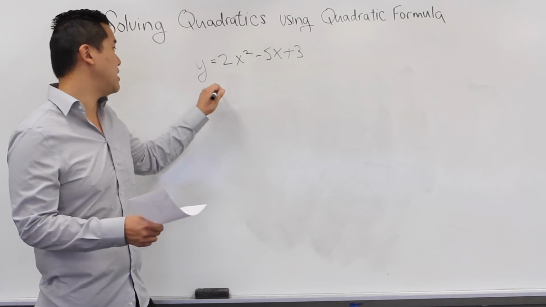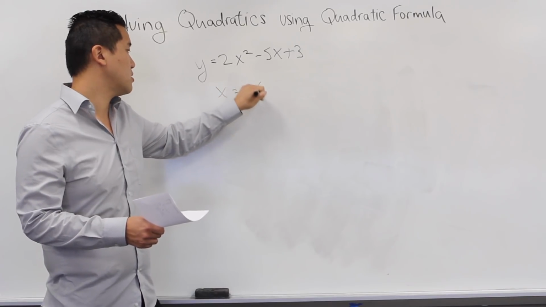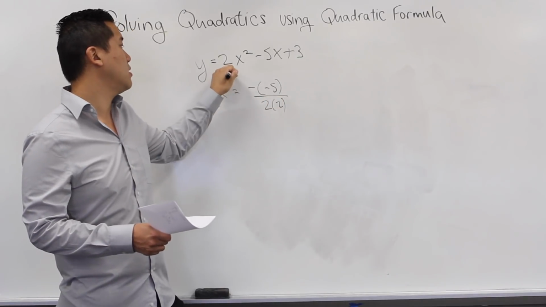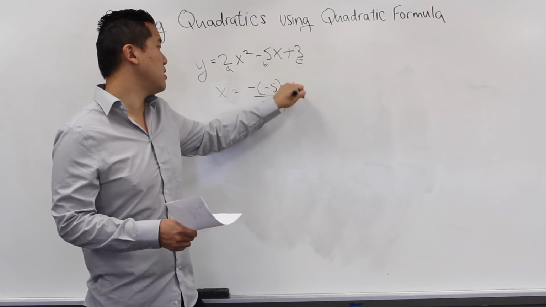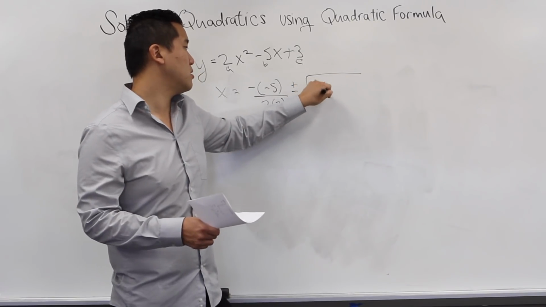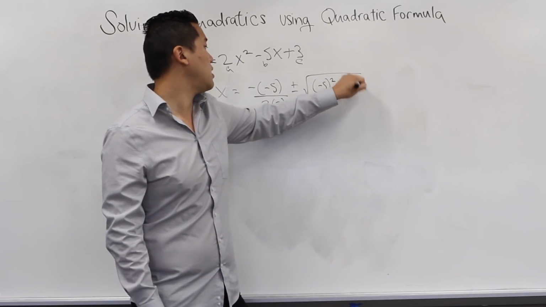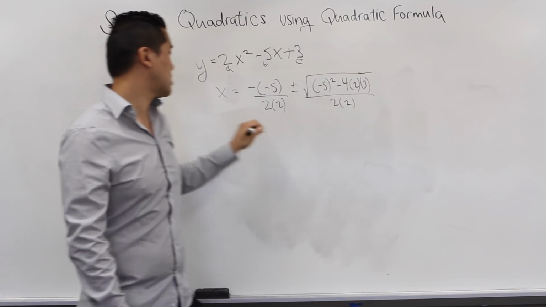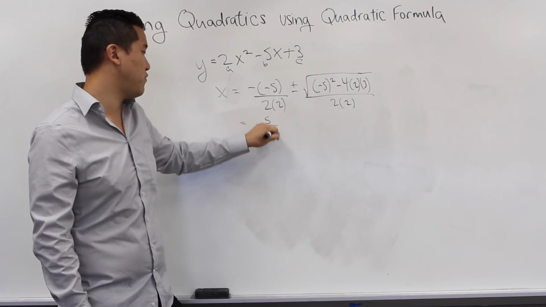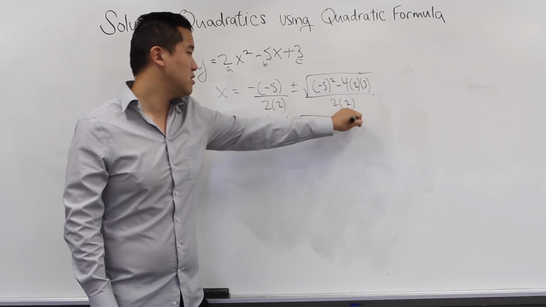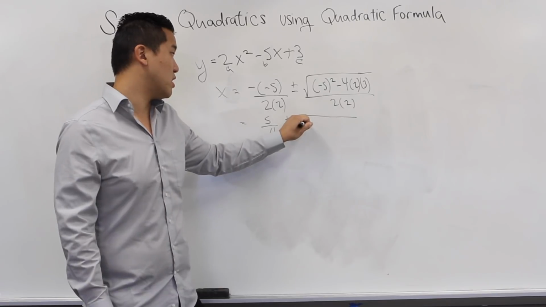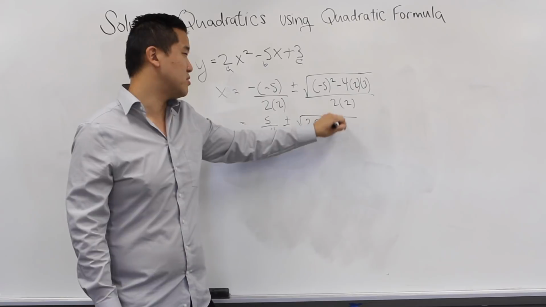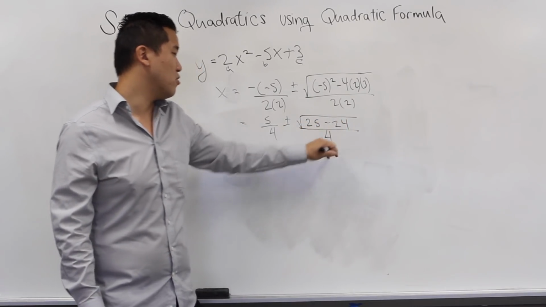Alright, let's see what we got. So you have x equals negative b, so negative negative, over 2a. So a, b, c, plus or minus square root of b squared minus 4ac all over 2a. So let's continue just simplifying. You have positive 5 over 4 plus or minus square root of 5 squared. Negative 5 squared is positive 25, minus 4 times 2 is 8, times 3 is 24, all over 4.